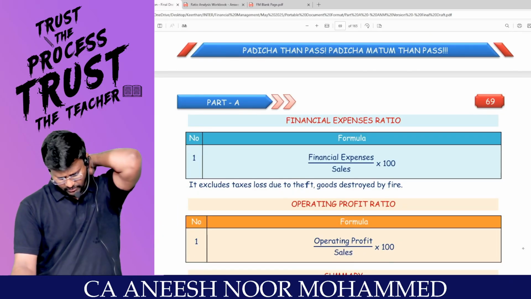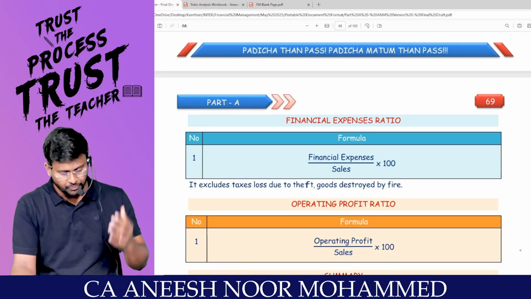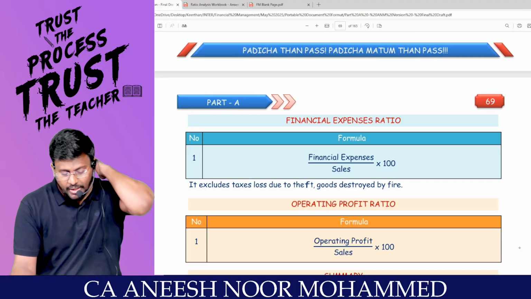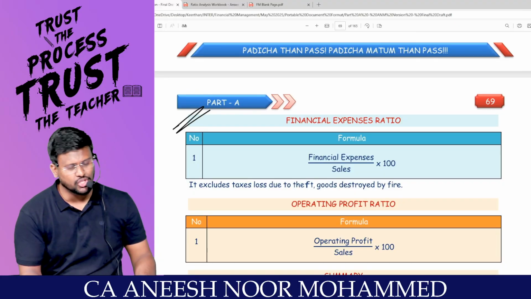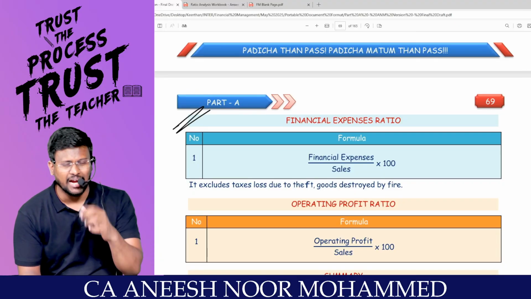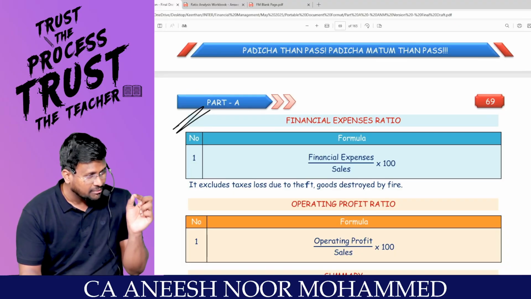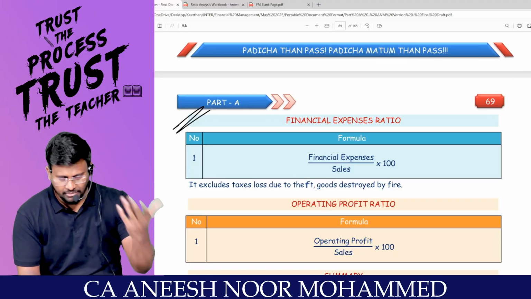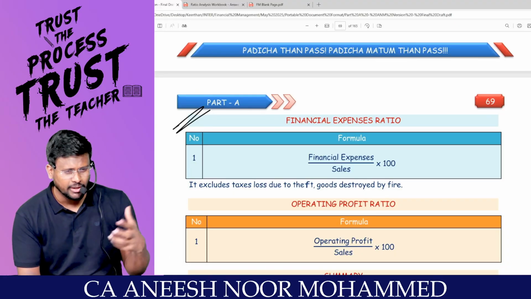Comfortable? Financial expenses ratio. Sir, as a concern, we are supposed to incur so much of financial expenses, like, sir, I have to pay interest, I have to pay discount on debt, I have to pay premium on redemption of debentures.